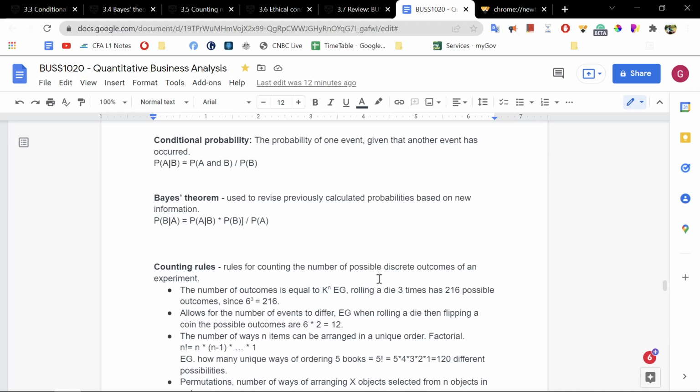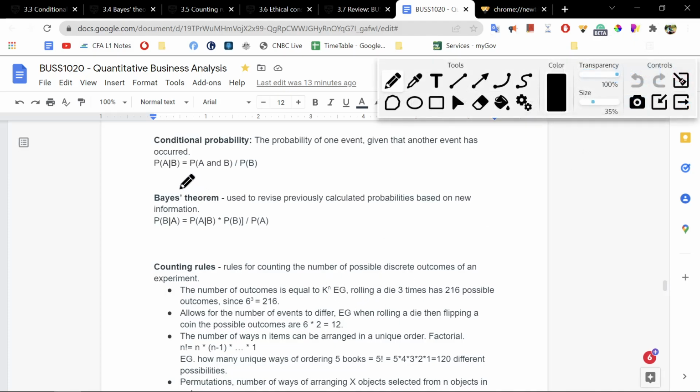Conditional probability is a little confusing, but we can get through it. Conditional probability is the probability of one event occurring given that another event has occurred. Now, let me draw a Venn diagram really quickly.